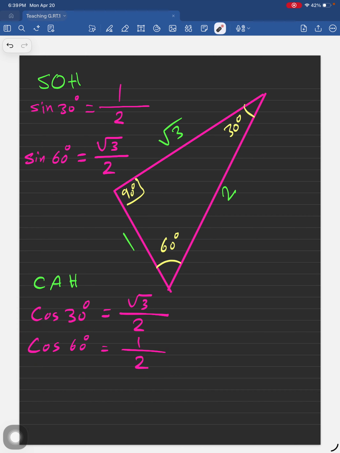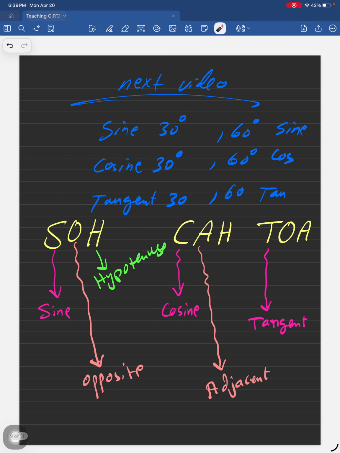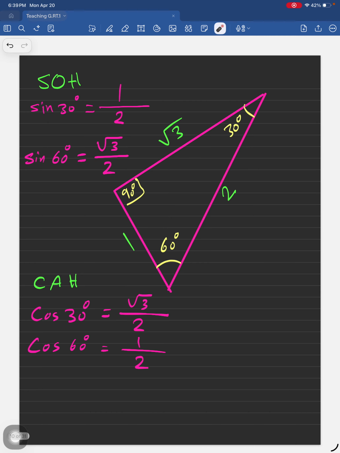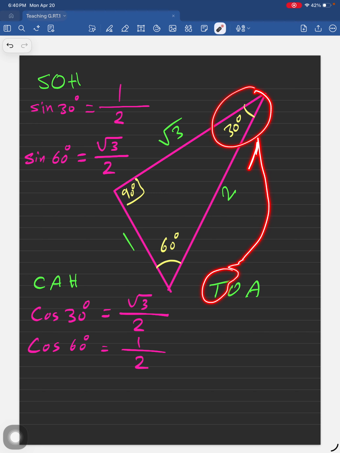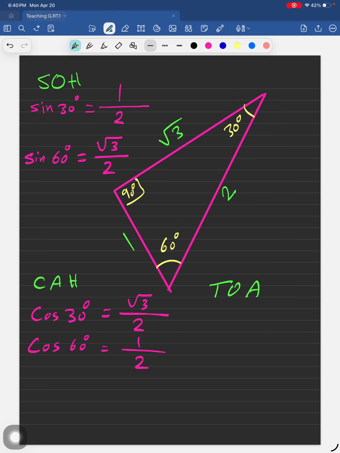The last thing we can talk about now is the TOA. Here is the TOA. How to use the TOA? We can use it as follows. Now we can talk about the 30. So we start with the T. The T here is the tangent of 30. So we can write it down as follows.